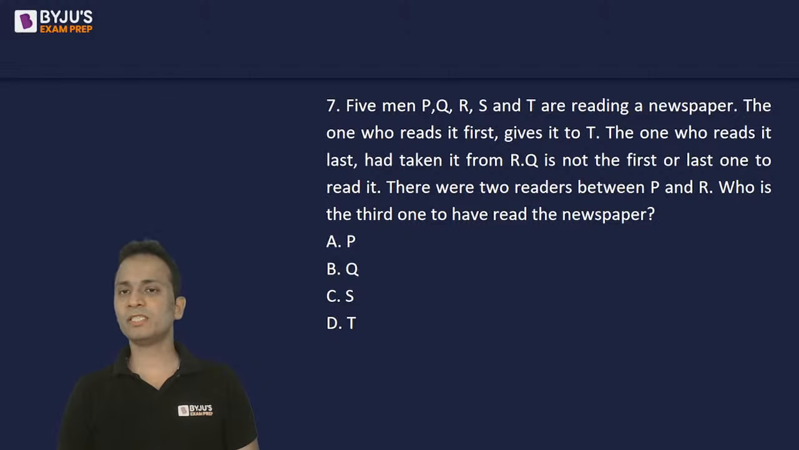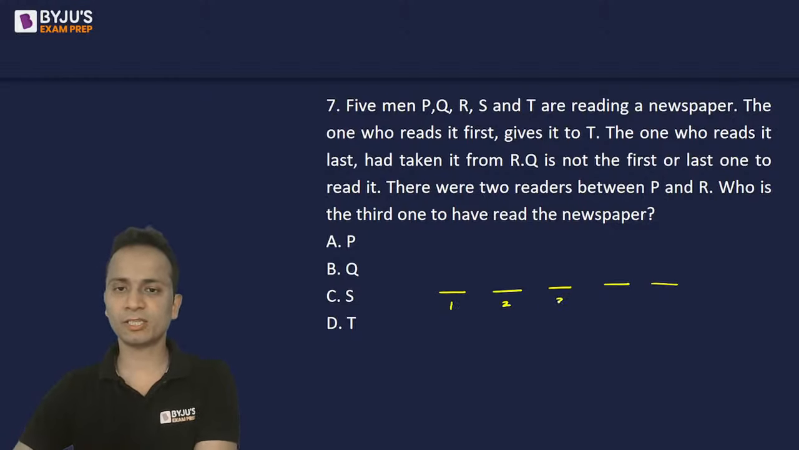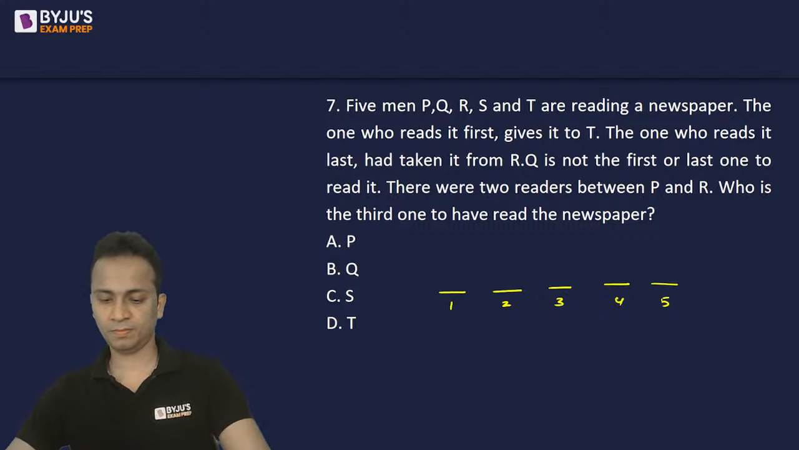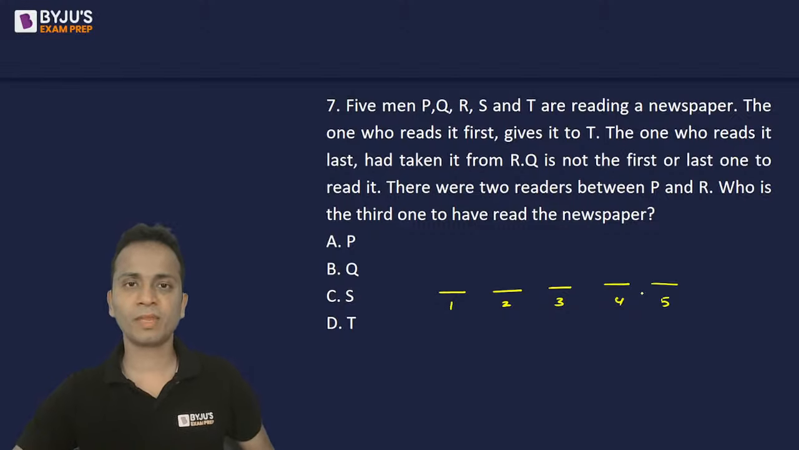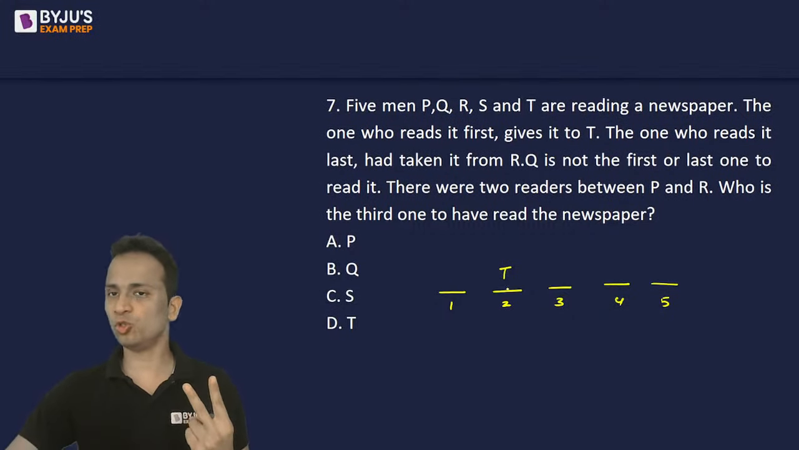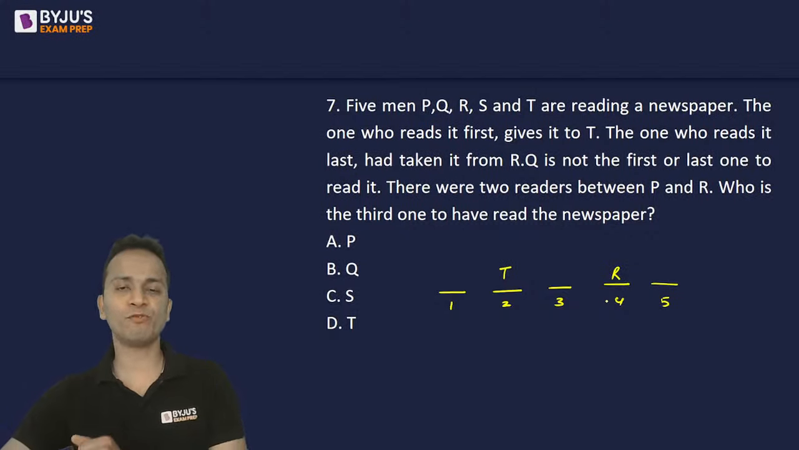The question is, five men P, Q, R, S, T are reading a newspaper. So basically, we have to find out the sequence in which they are reading the newspaper. 1, 2, 3, 4, 5. First one to read, second, third, fourth, and fifth one to read. Now the one who reads it first gives it to T. So that means T is the second one to read the newspaper. The one who reads it last had taken it from R. So R is the second last. That means fourth person to read.